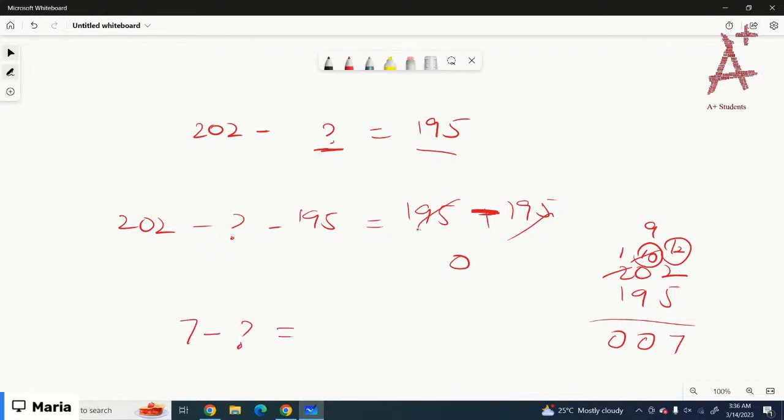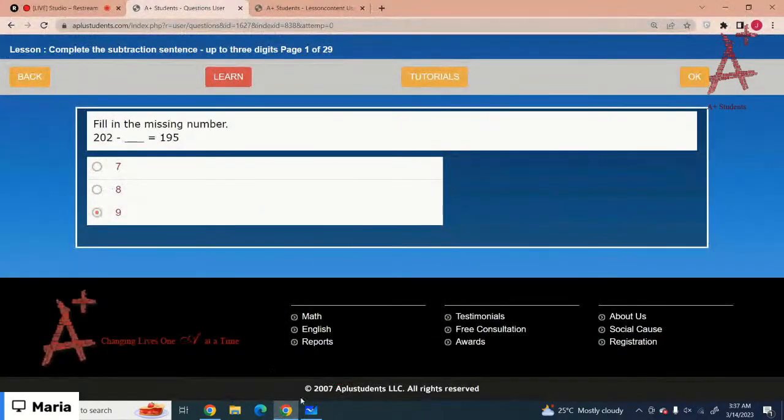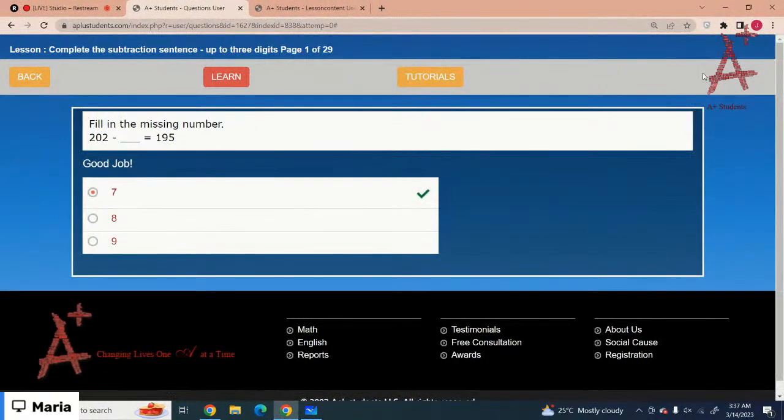And 7 minus the missing number is 0. What number can you subtract from here to make 0? That means you can subtract 7 from both sides. Got it? 7 minus 7 is 0. That means the missing number is 7. So 202 minus 7 equals 195. The missing number is 7. 202 minus 7 equals 195. Got it?